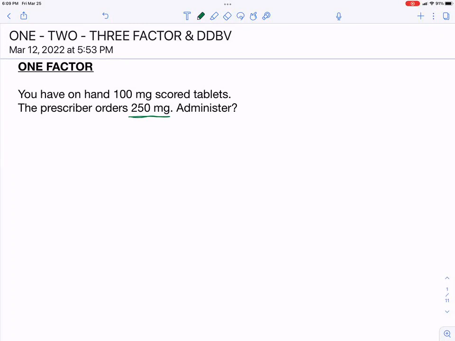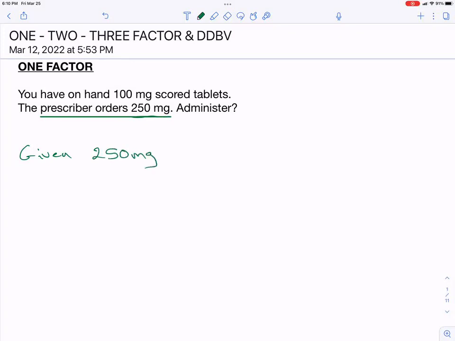The first step in dimensional analysis for solving one-factor medication problems is to interpret the physician's or the practitioner's orders. We have to identify the given quantity, or what is the exact dose that the physician has ordered. If you look at this problem, it says the prescriber orders 250 milligrams of a medication. So our given in this case is 250 milligrams.